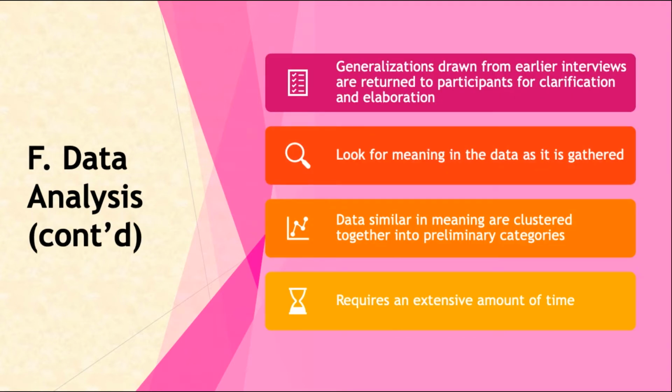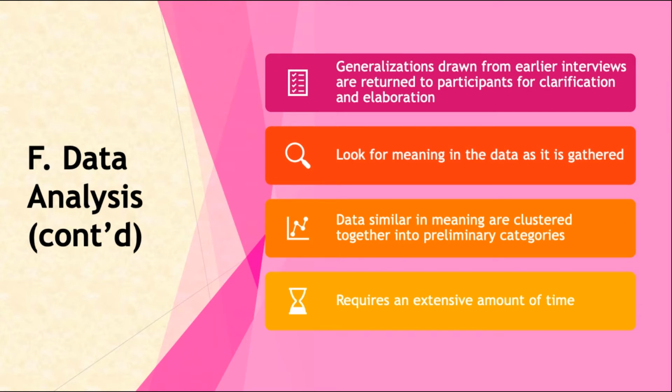So generalizations drawn from earlier interviews are returned to participants for clarification and elaboration. So once you are confused by some of the data or explanations gathered, or you come to a general conclusion, you give that back to participants for more elaboration and clarification. Ask them again what exactly they mean by that. And you should look for meaning in the data as it is gathered, not look at the meaning as what previous research or literature have said about it, but as the data say about that particular phenomenon.